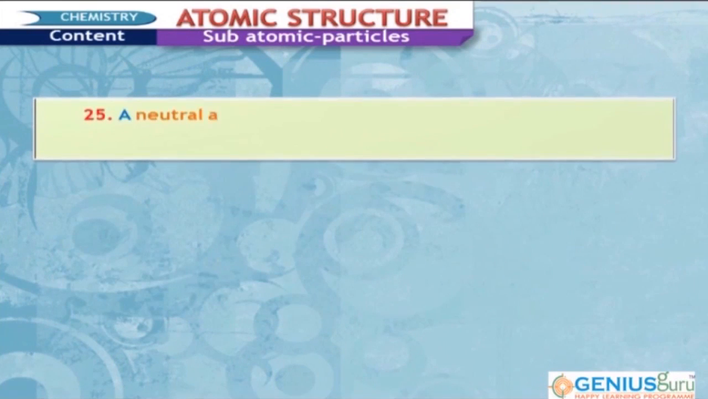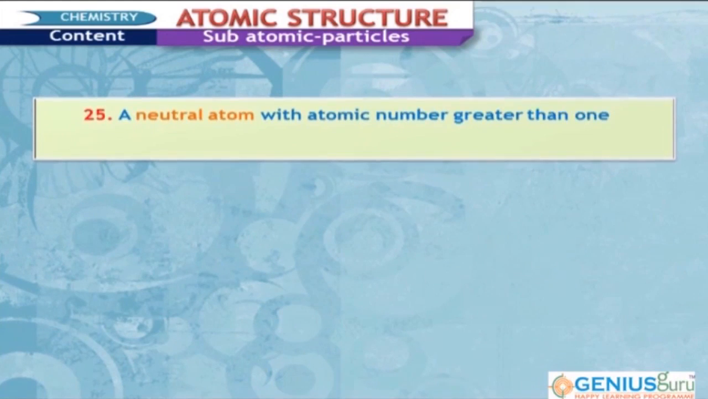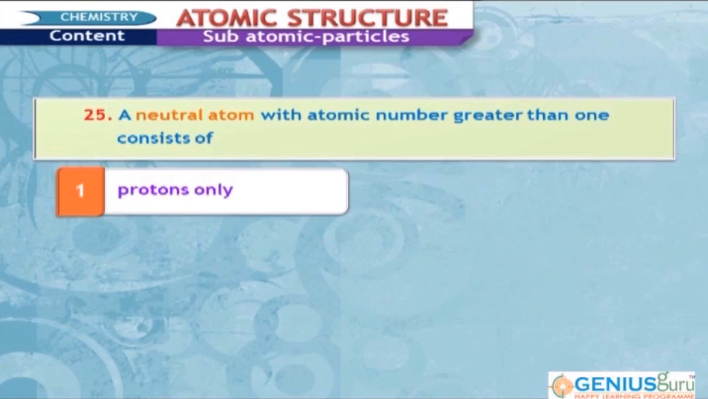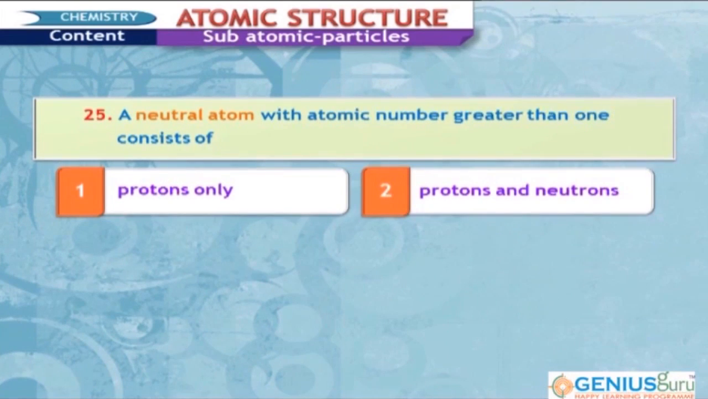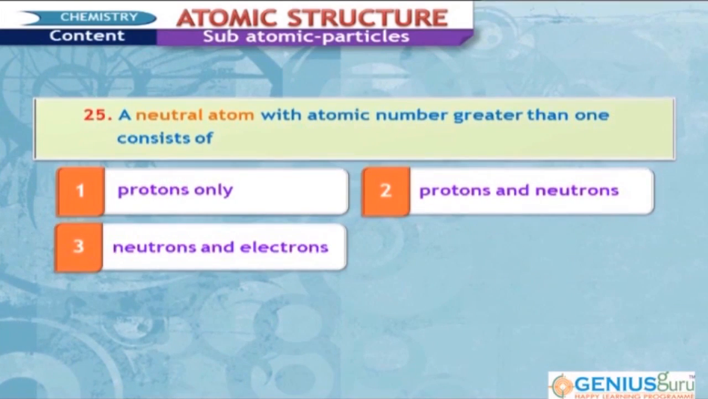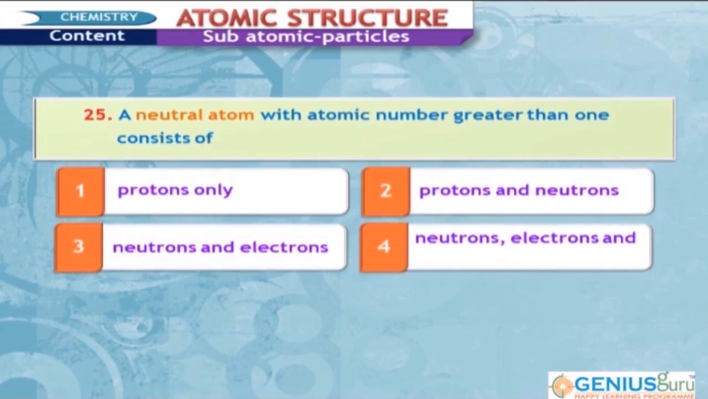Next question. A neutral atom with atomic number greater than 1 consists of. Here are the options. The first one is protons only. Second one is protons and neutrons. Third one is neutrons and electrons. And fourth one is neutrons, electrons and protons.